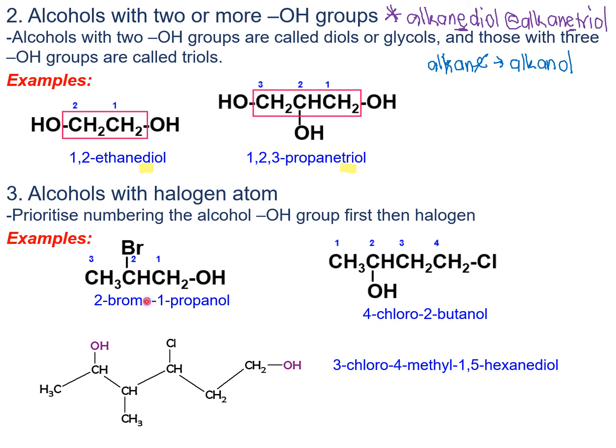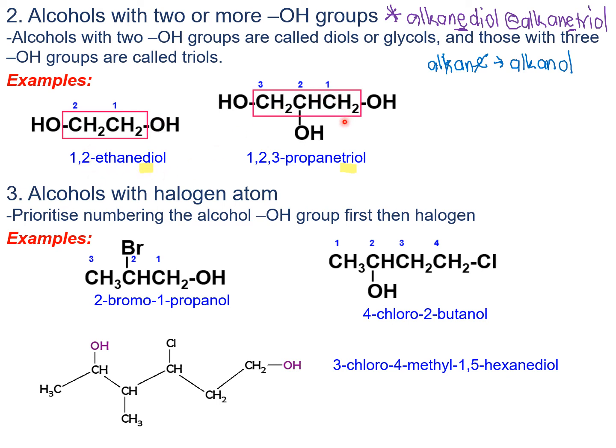Okay, you don't remove the E. For example, if you look at this molecule, it has 2 OH, so it becomes a diol, and it has 2 carbons, so the name is ethane. Carbon number 1 and 2 have OH, so you write 1,2-ethanediol.